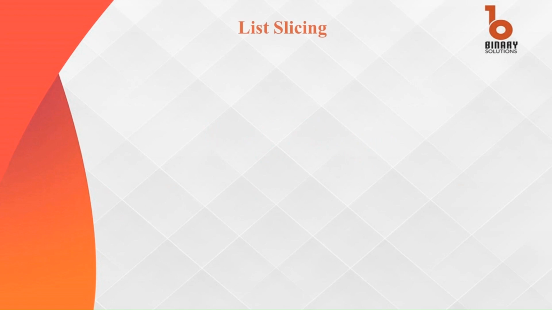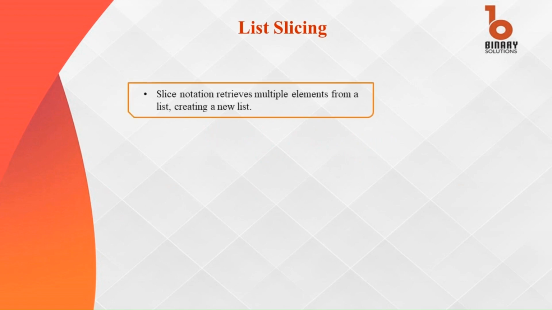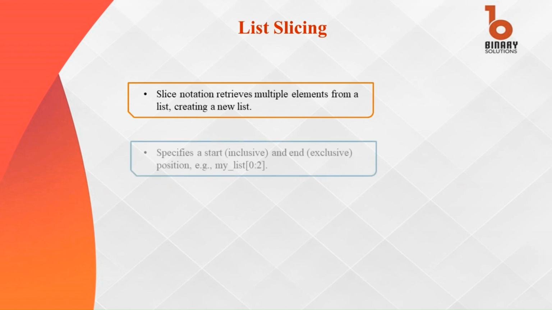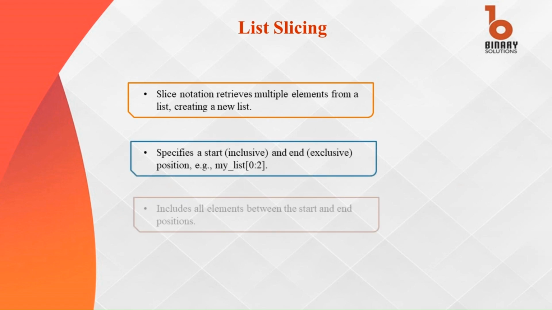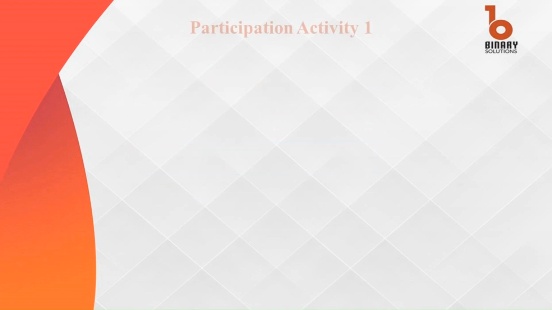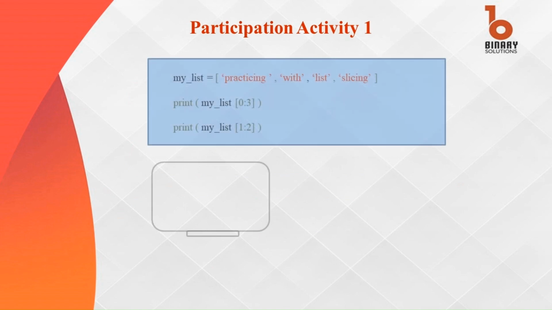Let's take a closer look at the concept of list slicing. List slicing is a powerful feature in Python that allows a programmer to extract a subset of elements from a list using a specific range. The slice notation is used to specify the start and end positions of the range, creating a new list that contains the desired elements. To illustrate list slicing, let's walk through an example.